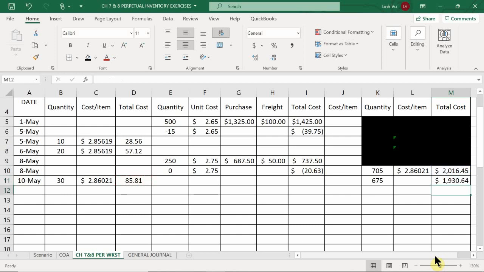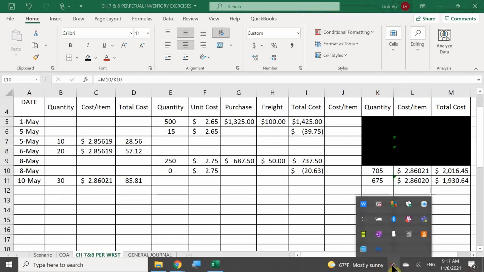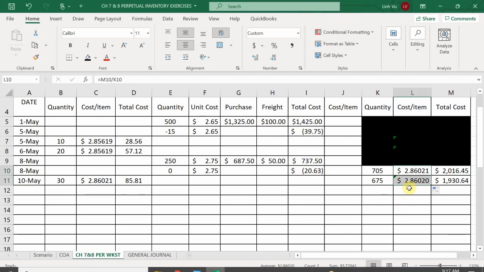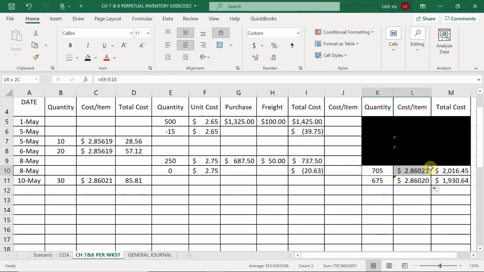All right, which gives you a total of 1930.64, which brings my average cost per item to be 2.8620. All right. Going to block this off real quick.